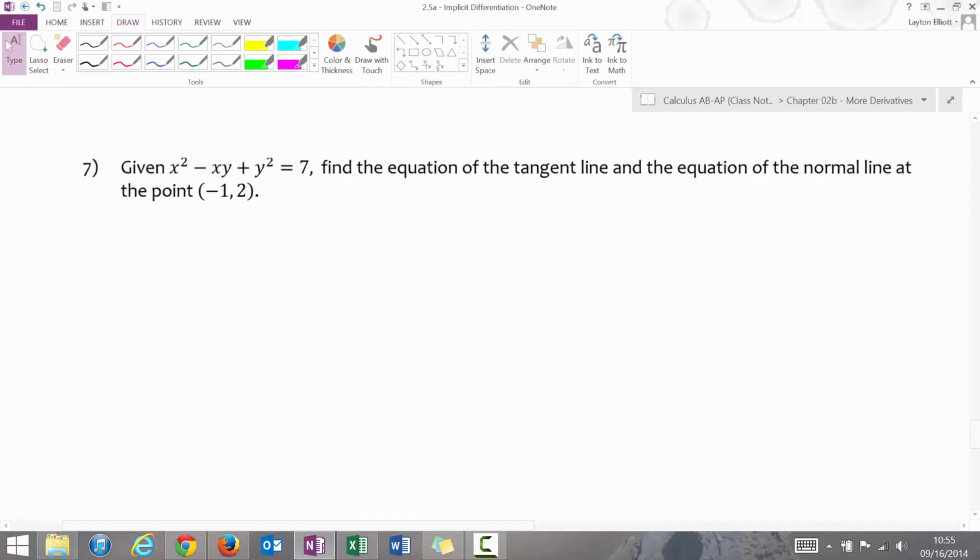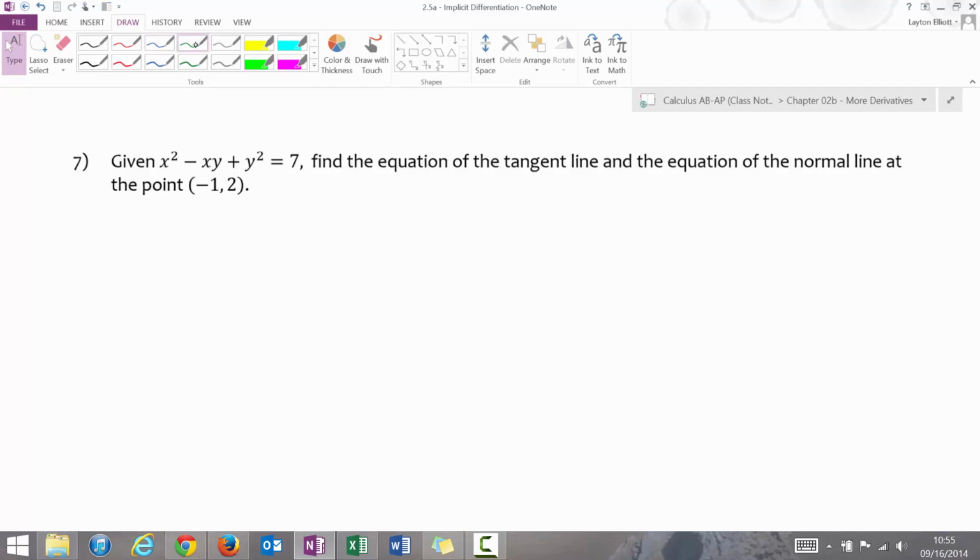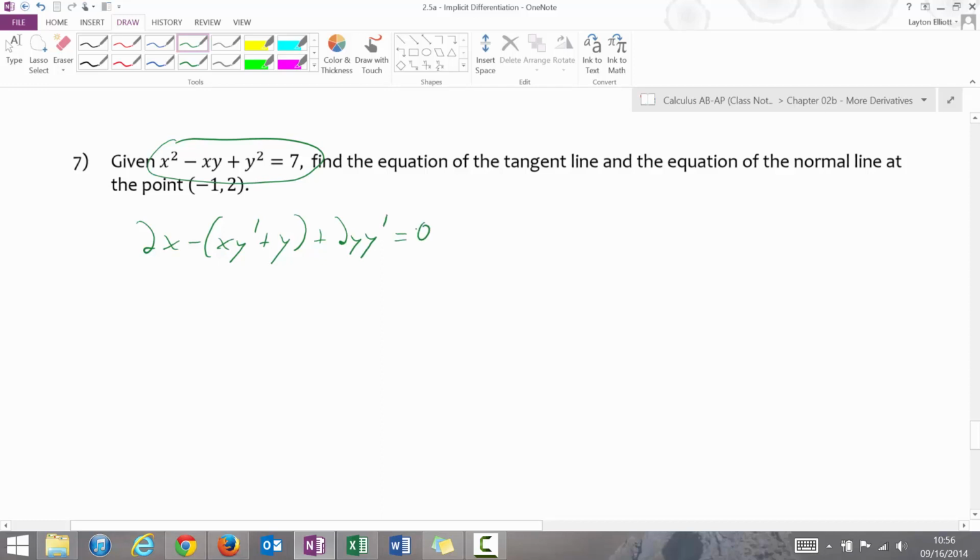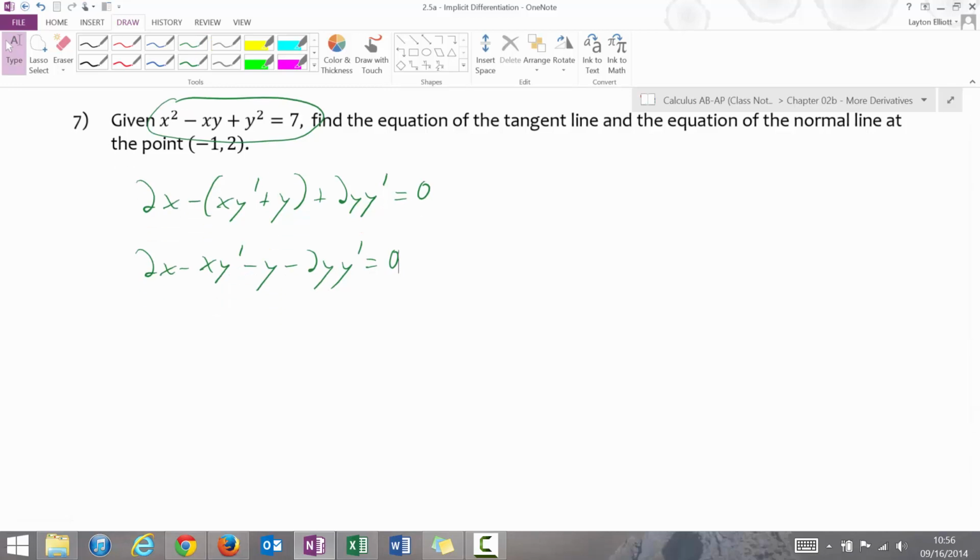Next question. Given this, find the equation of the tangent line and the equation of the normal line at this point. Well, as you guessed, we want to find a first derivative for this. So I've started doing that. 2x minus, I've got first derivative of the second plus second derivative of the first, and plus 2y y prime is equal to 0. And if I distribute the negative, I got 2x minus xy prime minus y minus 2y y prime is equal to 0. Sorry, that's a plus right there.